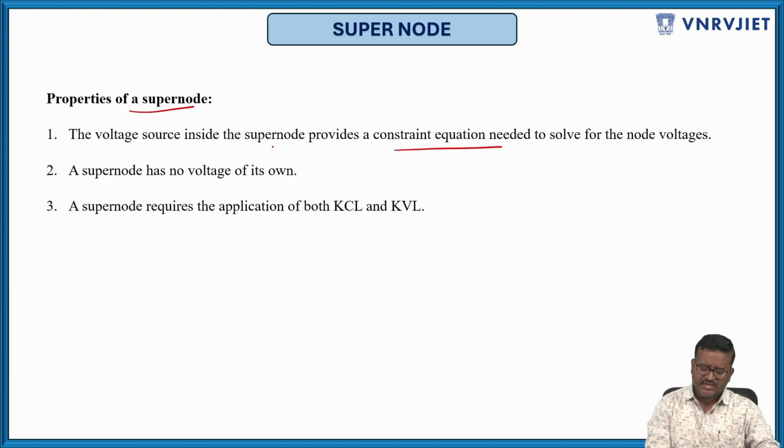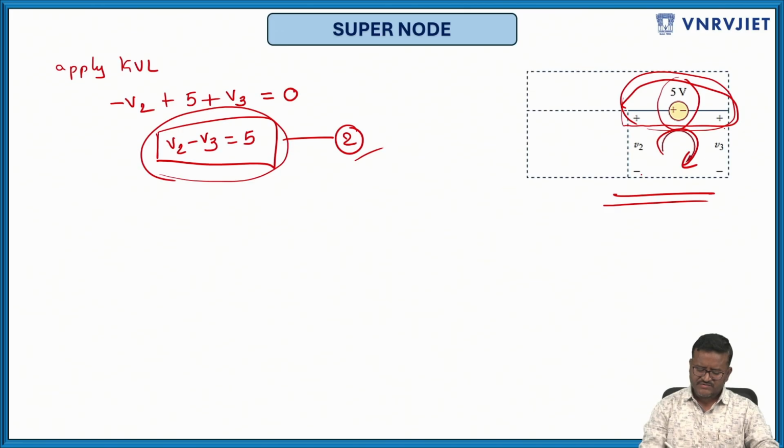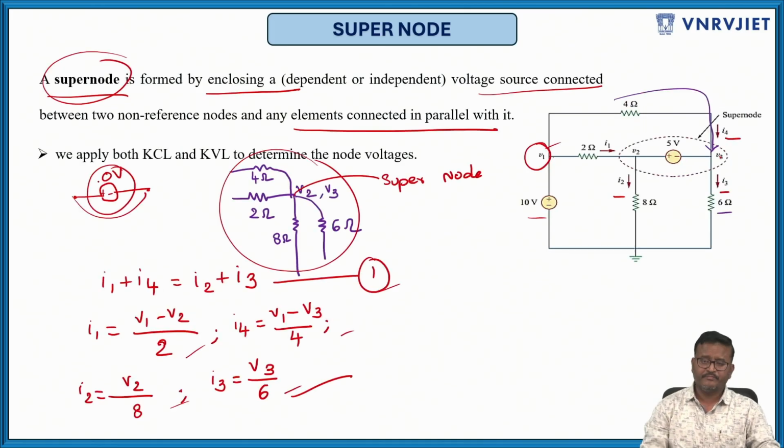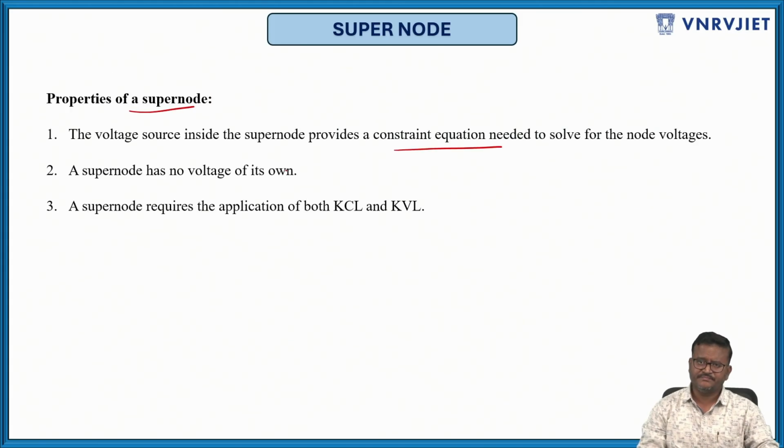The voltage source inside the super node provides a constant equation that is needed to solve for the node voltages. And the super node has no voltage of its own. As we are making this 0, it doesn't offer any voltage. That is what is mentioned there.